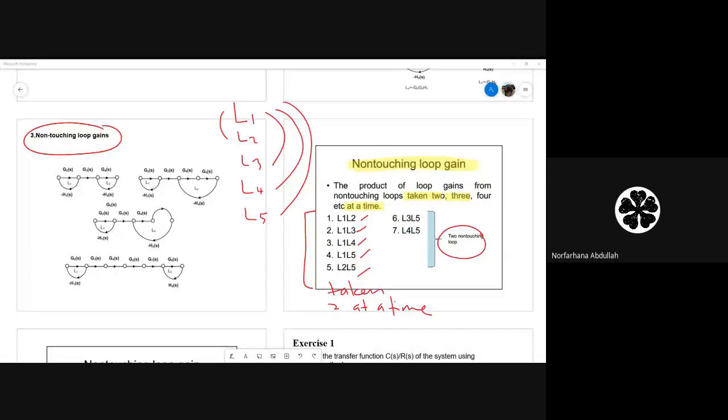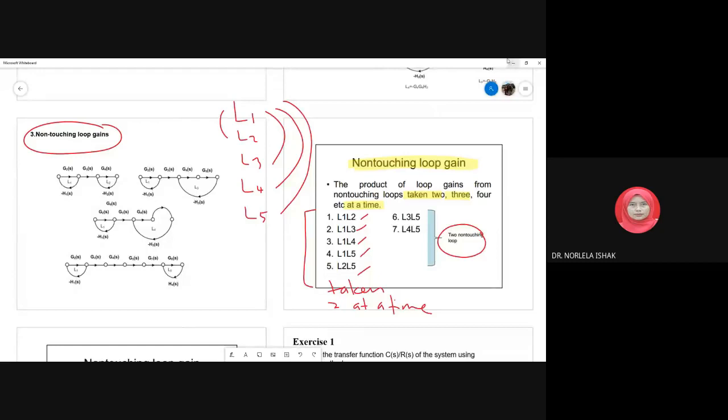Ada? Sekejap, Madam tengok komen. Ada tak yang taken 3? Dekat mana taken 3? Dia tidak bersentuh 3. Maksudnya jarak 3 tu jarak jauh. Dia tidak bersentuh antara satu sama lain. Ada ke? Taken 3 at a time. Which one taken 3 at a time?